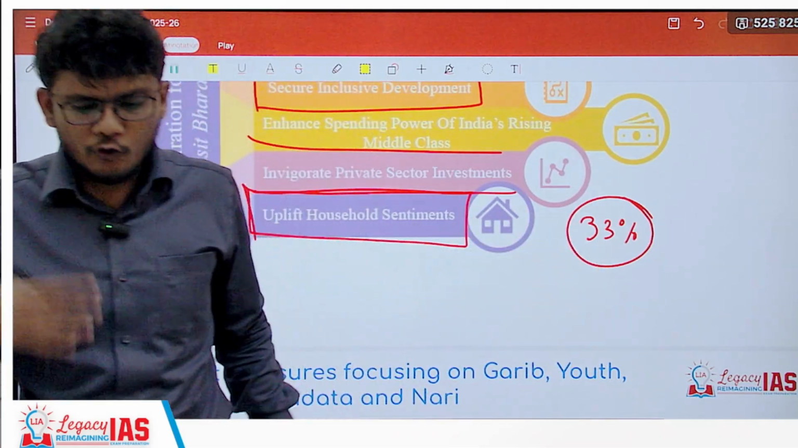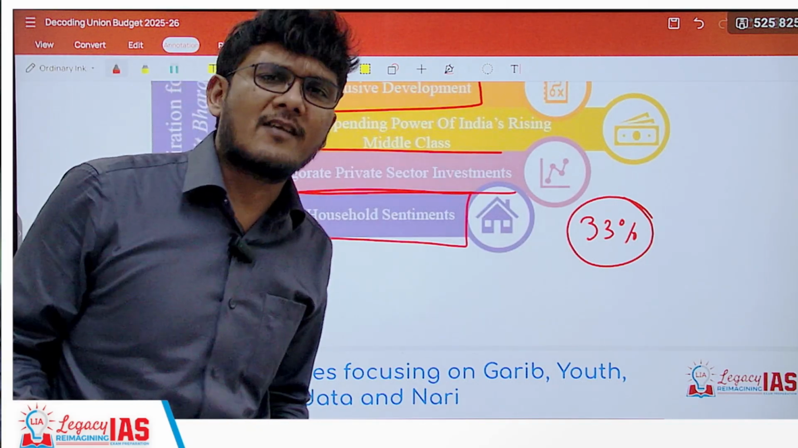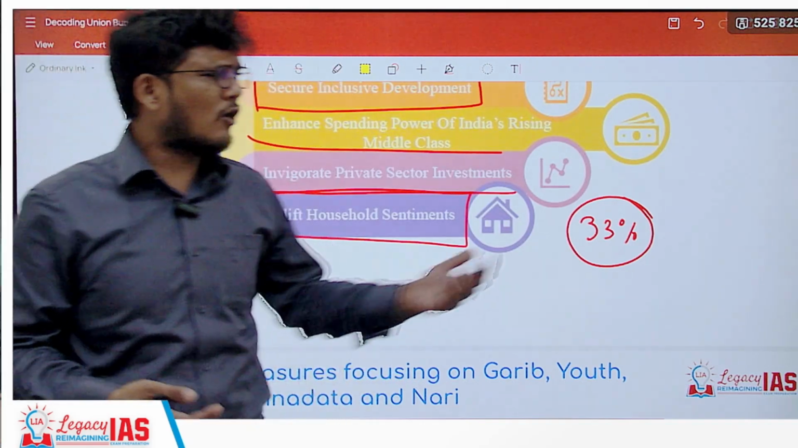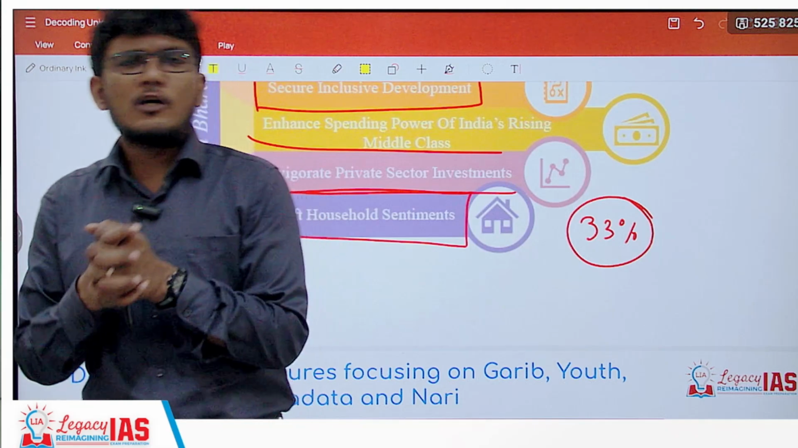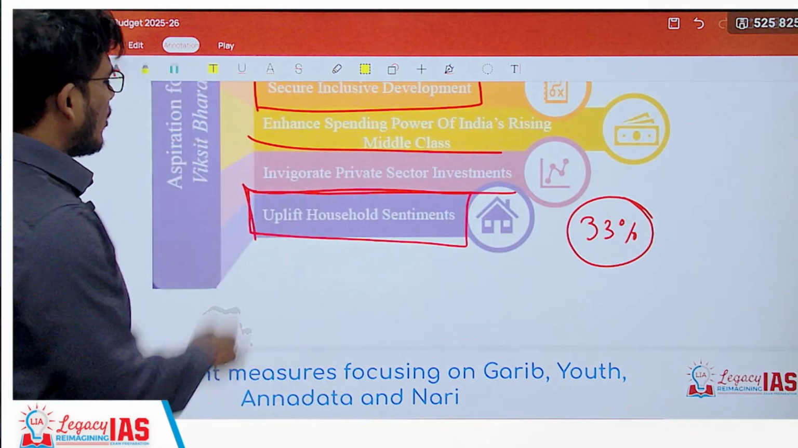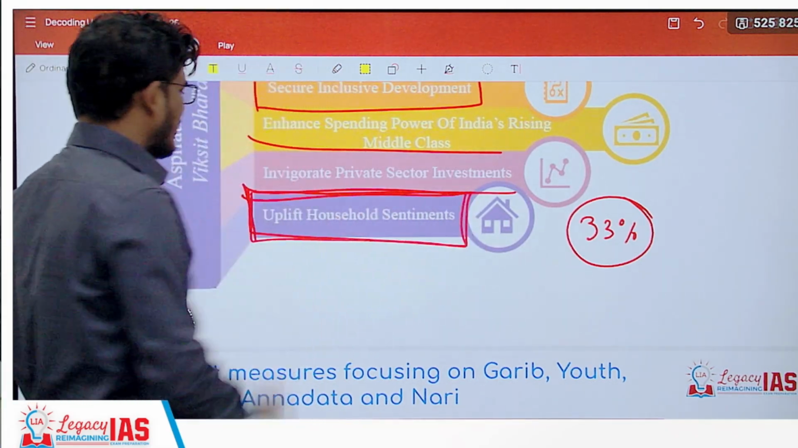Because the household is not earning much. If it's in a savings account, it's just a 2.5% interest rate. You are also not earning much, so your money is not growing. Here, the government talks about uplifting the household sentiments.